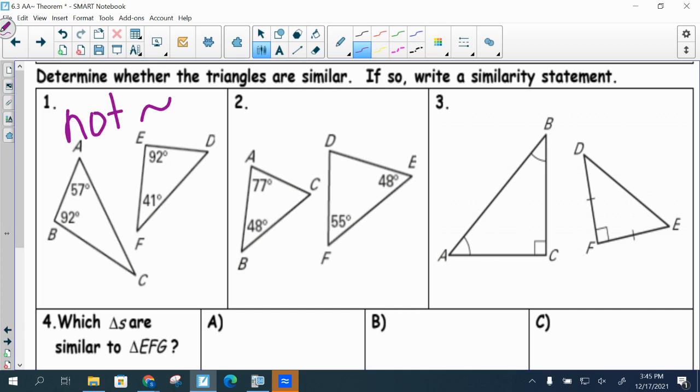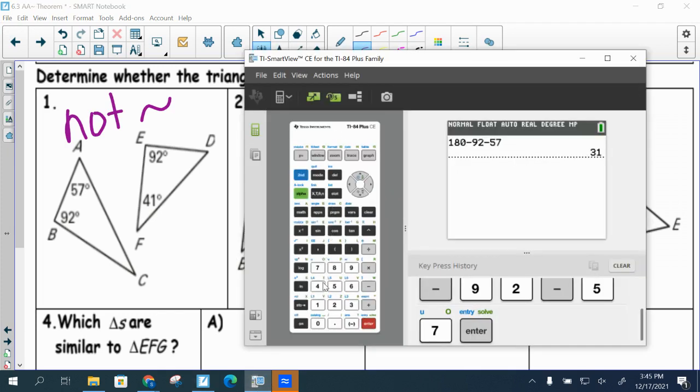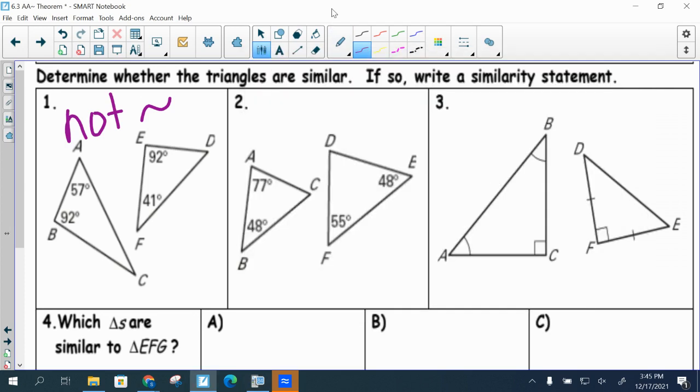And for number 2, I see kind of the same thing. So we want to subtract the ones we know from 180. So we would do 180 minus 77 and then minus 48. That would give me 55. So this angle here is 55. So we have 48 and 55, 48 and 55. So yes, they are similar.